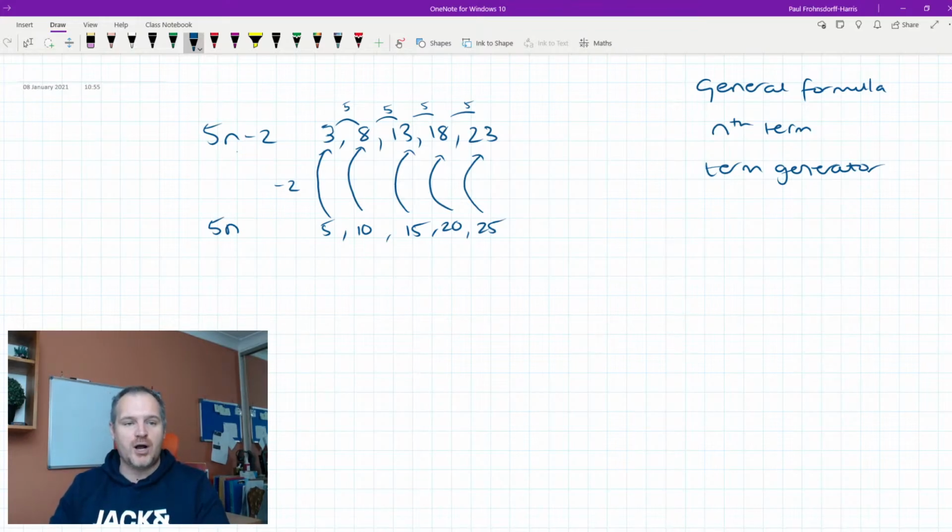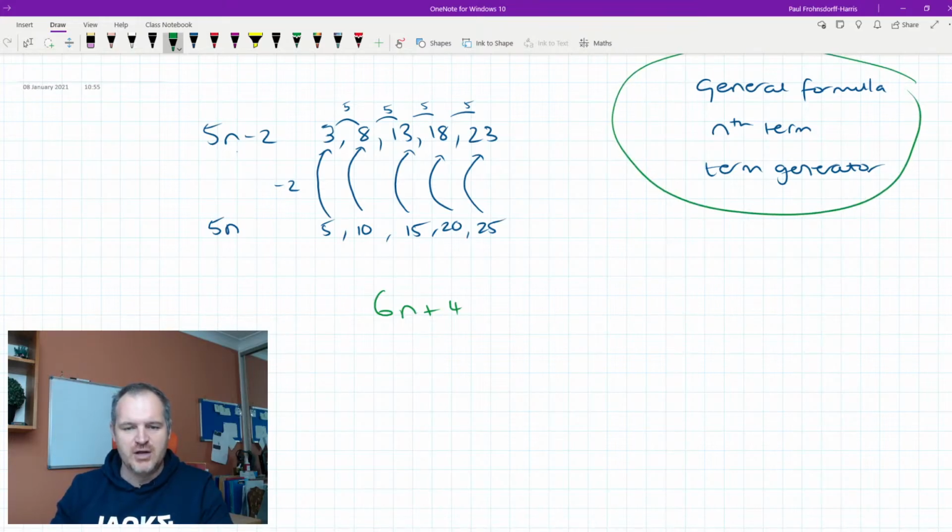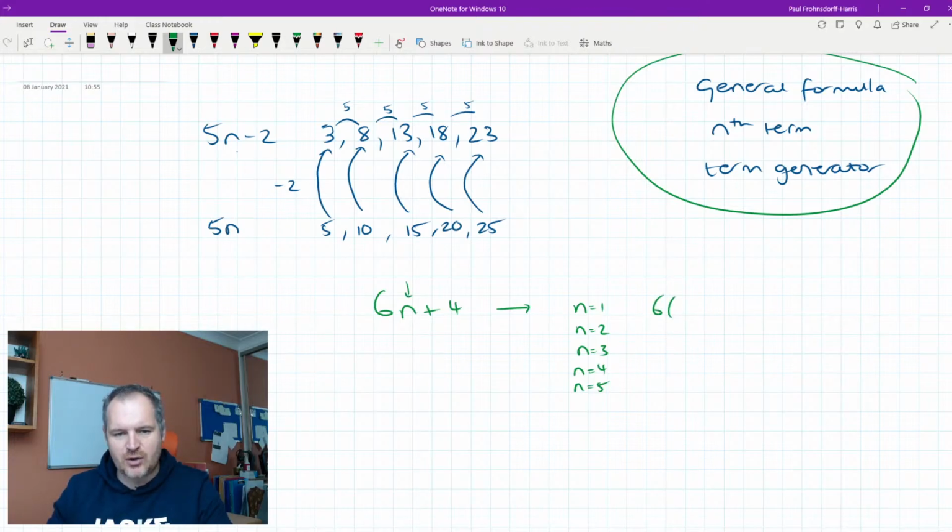Now, we can even work backwards. Sometimes we'll be given 6n plus 4. So we're given the general formula, or the nth term, or the term generator. What we then do is we need n to be 1, n to be 2, n to be 3, n to be 4, and n to be 5. So we take this number and swap it. 6 lots of 1 plus 4 is 10.